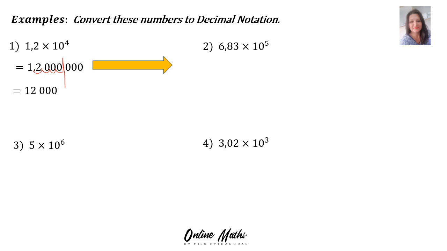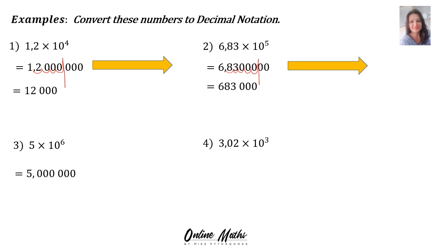Number 2. 6,83 times 10 to the 5. You add a couple of zeros and you move your comma to the right 5 times. Therefore, 1, 2, 3, 4, 5. And your answer, 683,000.